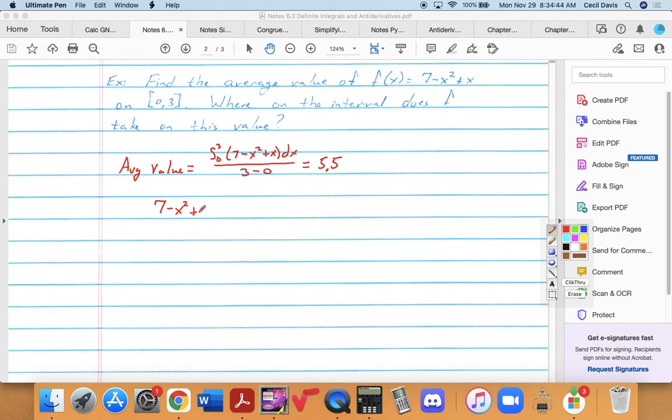So now we want to find where on this interval does f take on this value?